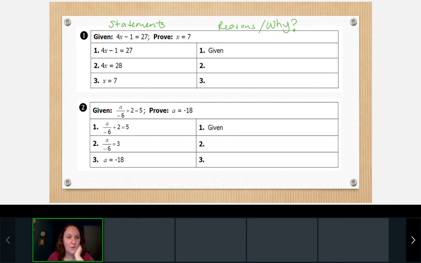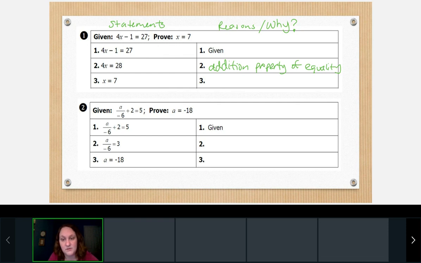All right. So how did we go from step 1 to step 2? What happened to that -1? What happened? Anyone know? Yes, someone wrote it there. We added 1 to both sides. And when you add the same number to both sides, that's the addition property. Addition property. And this is the addition property of equality.